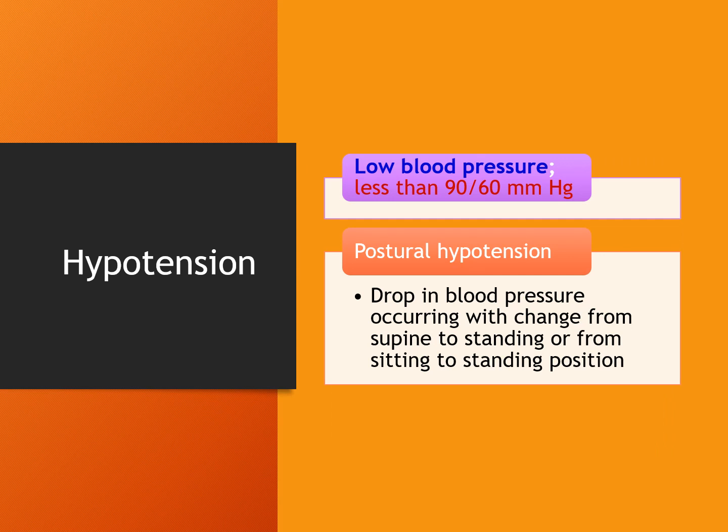Hypotension, now that's low blood pressure, less than 90/60. Says postural hypotension. This is especially when people go from sitting to standing, and all of a sudden they just kind of black out a little bit. Sometimes they may even actually pass out.